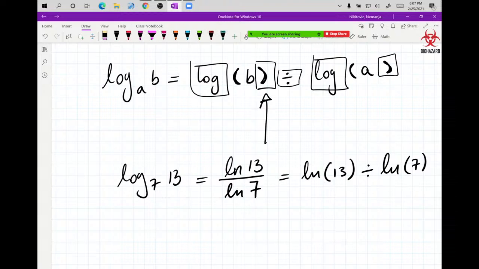So the calculator input has to be right on spot, and it's the only way to get the answer. So in this case, you should have 1.3181, about that value.